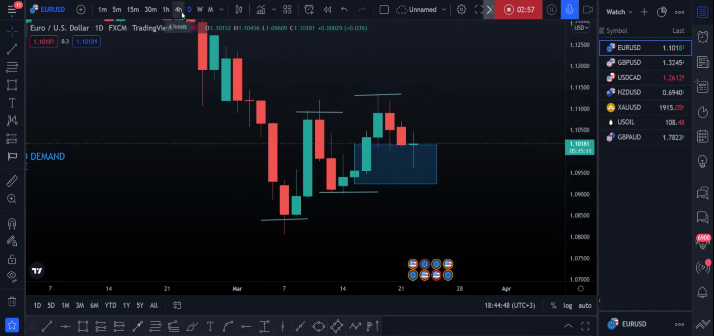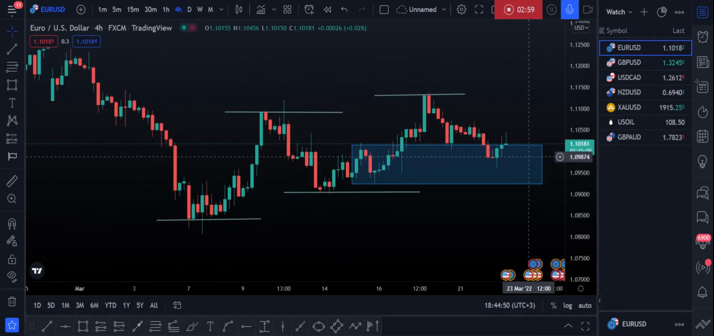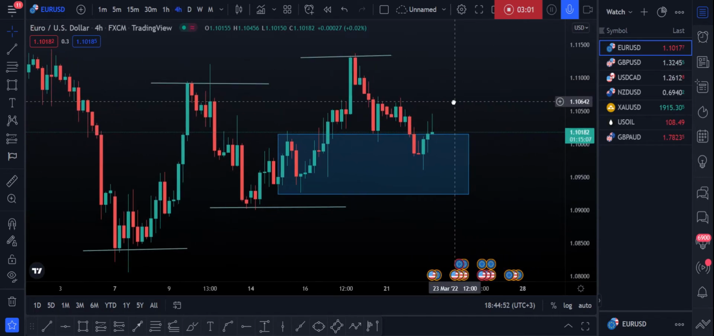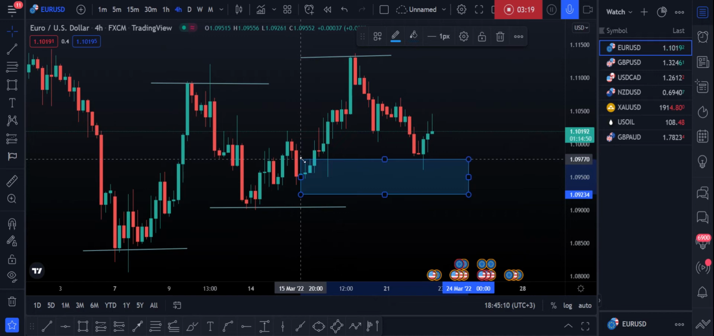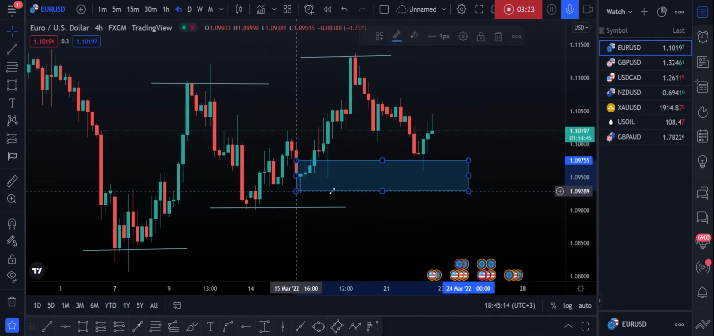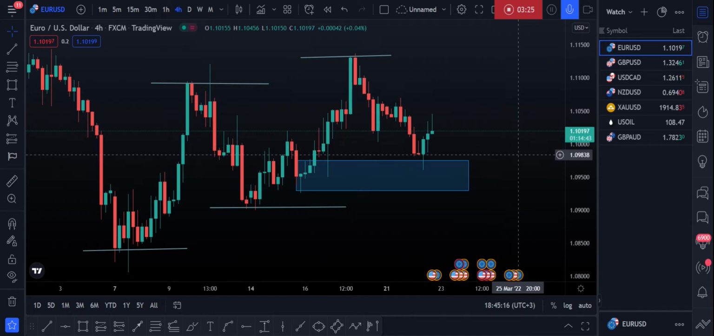So now we go back to the H4. Going back to the H4, we narrow down and we look at the most recent break of structure in this zone. The most recent break of structure happened here in this zone, and the zone responsible for that was this zone right here. So this was the zone responsible for the break of structure.